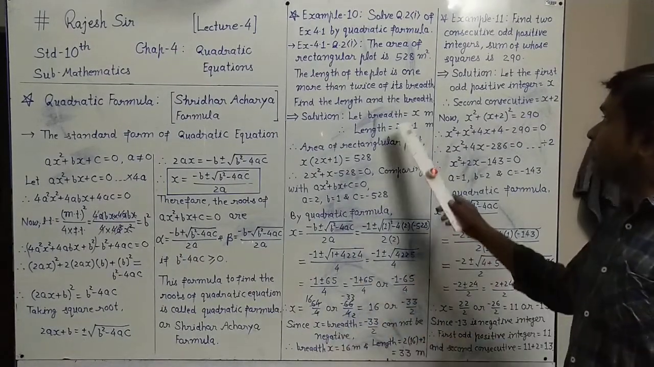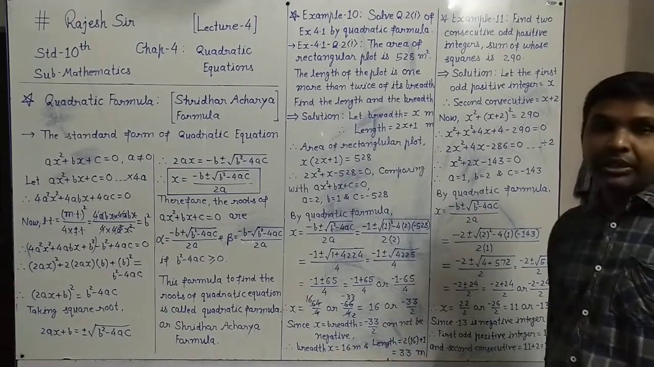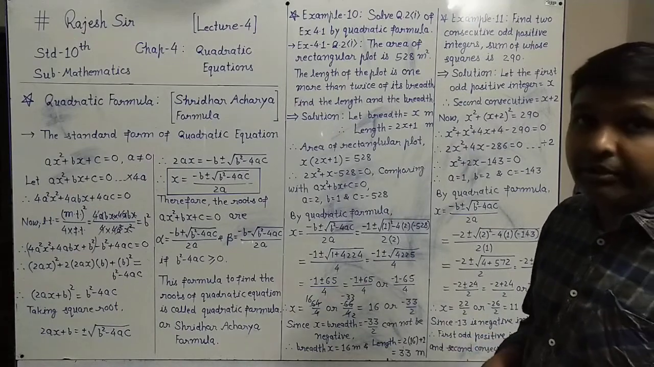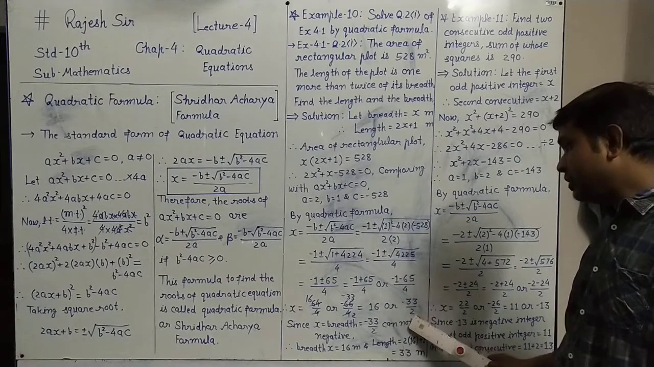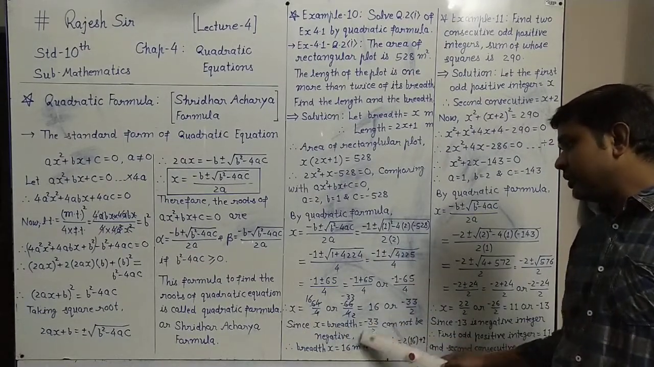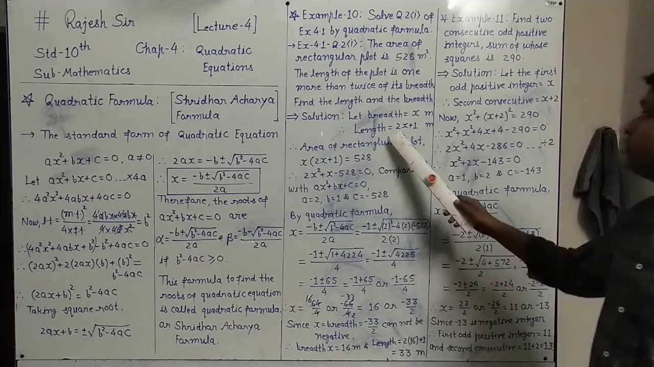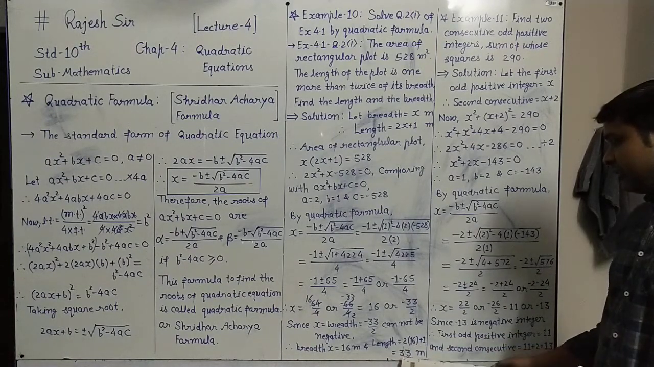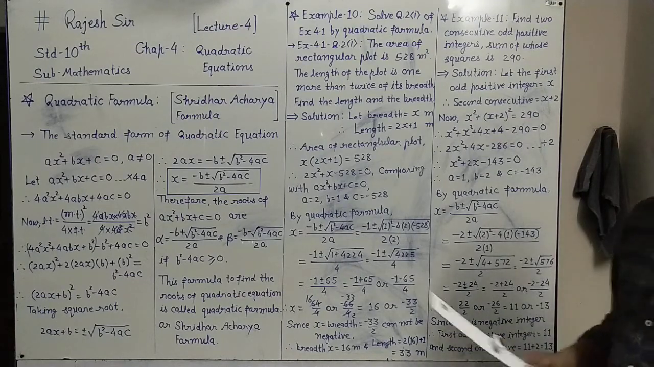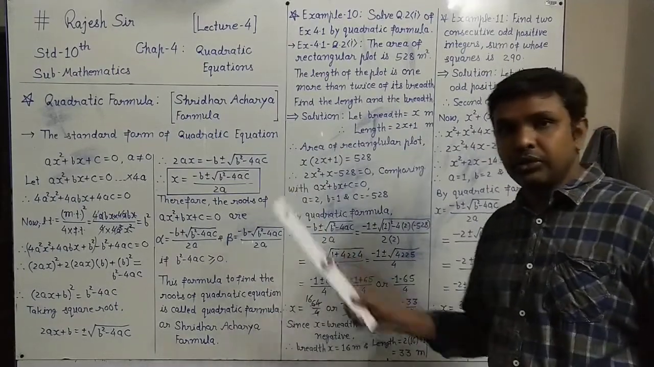Since x is the breadth we have considered, and breadth cannot be negative, minus 33 by 2 is not possible as a negative number. So we have to take x equals 16 only. Therefore, breadth x equals 16 meter. And the length is 2x plus 1; placing the value of x as 16, 2 times 16 is 32, plus 1 is 33 meters. So this way, breadth and length both we find by the quadratic formula using this equation.